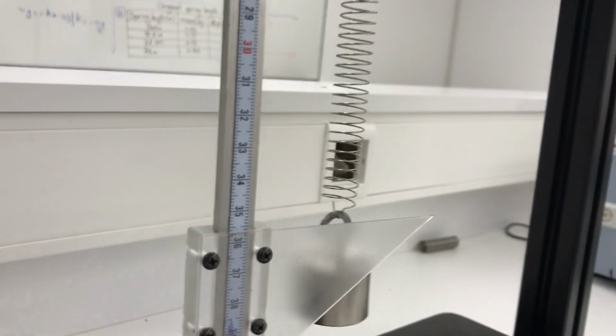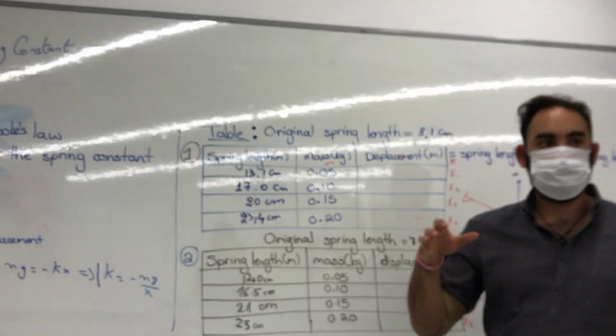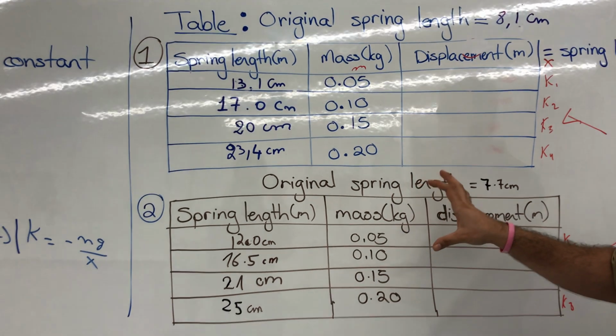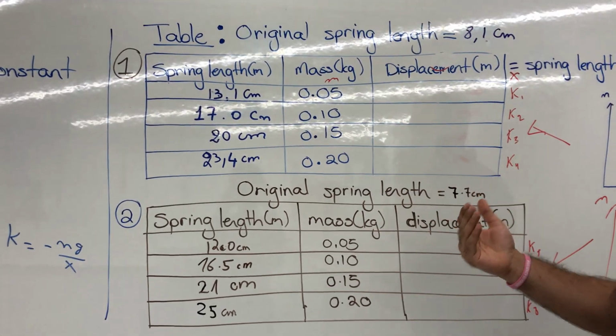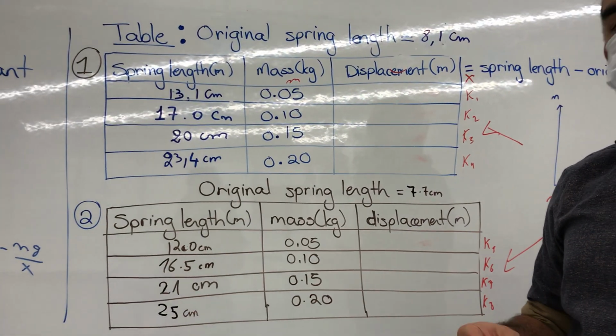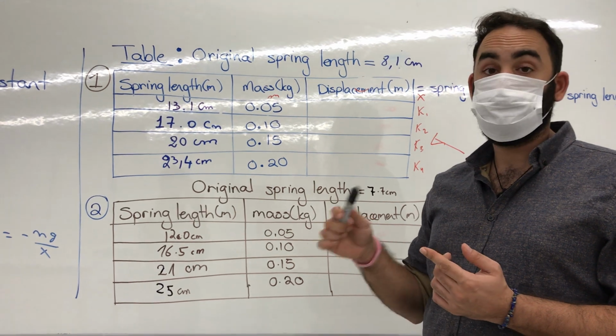That's how we got our tables, these two tables. There were two groups next to each other. Group 1 was using this first spring. Group 2 was using a second spring. Why? Because the spring constant changes if you're using, first of all, a different spring. So this constant changes from one spring to another.